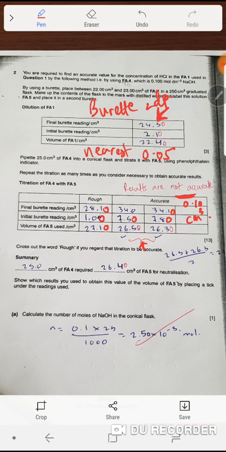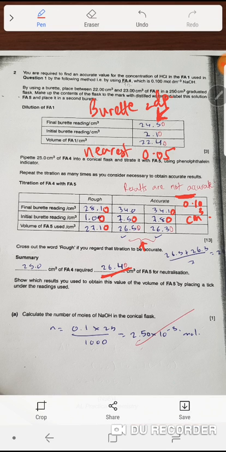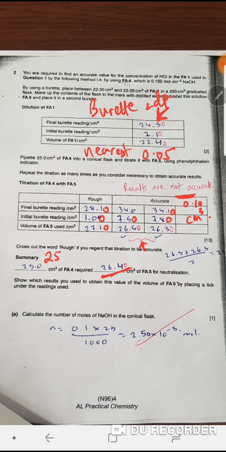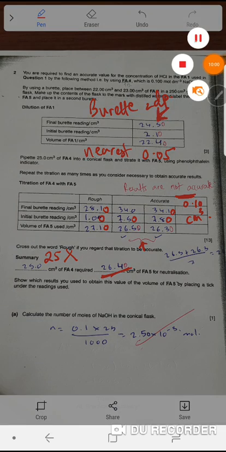The calculations were not so complicated. So look at the value here, 2 decimal places again, don't forget. And this is properly written as 25.0. There are candidates that wrote 25, which is not properly written. It has to be 25.0. Calculate the number of moles of sodium hydroxide. That is okay. There's no difficulty there.